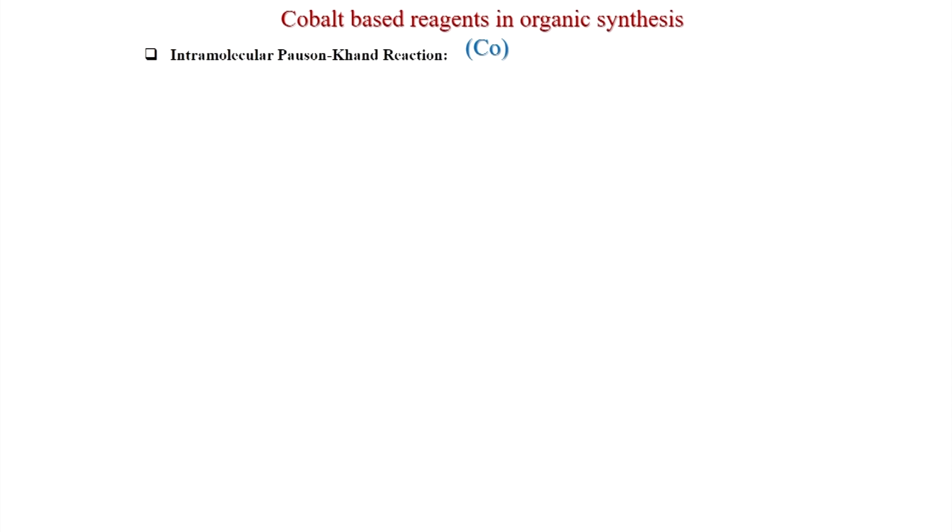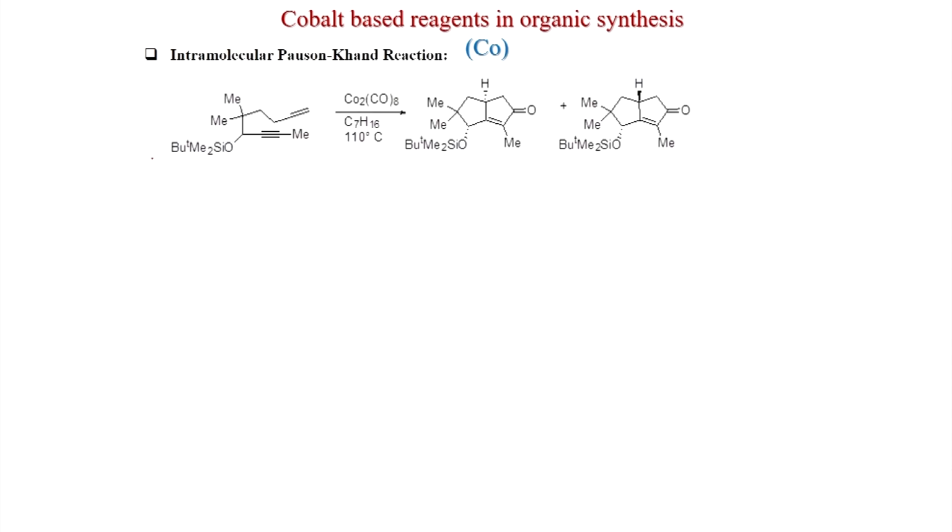Now, we will discuss some intramolecular Pauson-Khand reactions. Here the double bond and triple bond are in the same molecule. With Co2(CO)8, C7H16, 100 degrees centigrade, you get two products. Both of these are diastereomers.